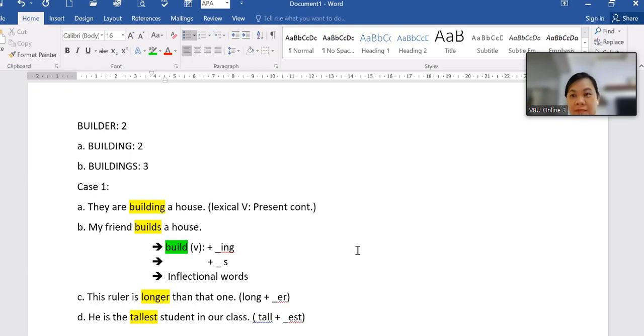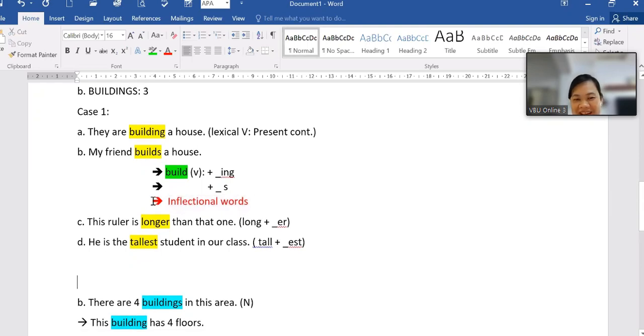So do they change the meaning? No. They just change the form, not the meaning. In this case, we say inflectional words again, or the grammatical words, or the grammatical meanings. So are you clear? Yes, clear. Good.